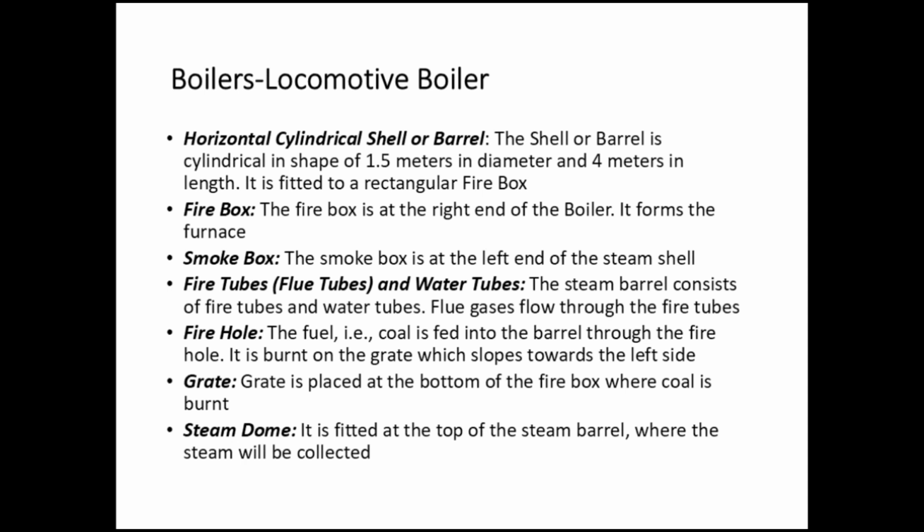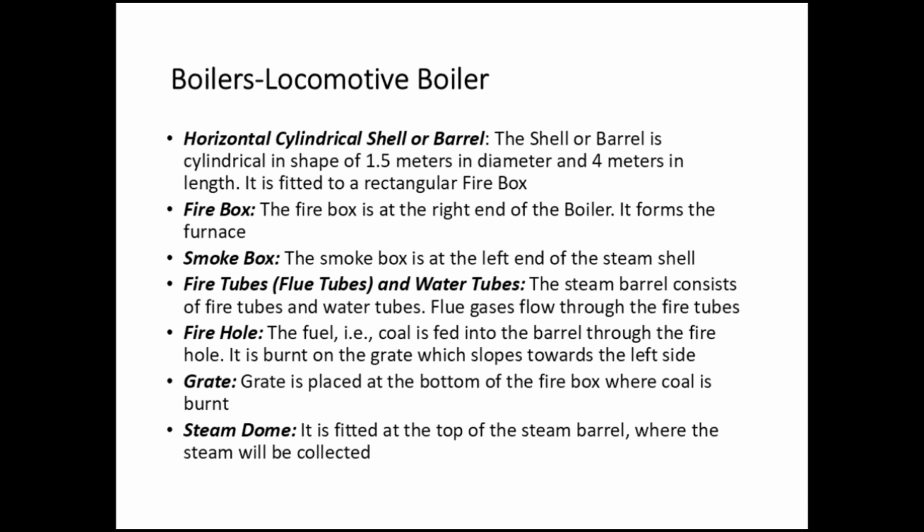Firebox. The firebox is at the right end of the boiler. It forms the furnace. Smoke box. The smoke box is at the left end of the steam shell. Fire tubes, flue tubes, and water tubes. The steam barrel consists of fire tubes and water tubes. Flue gases flow through the fire tubes.